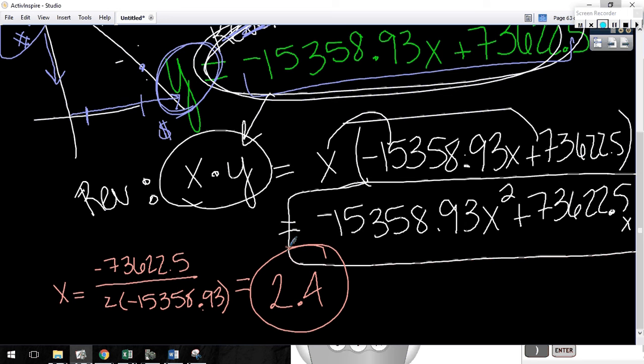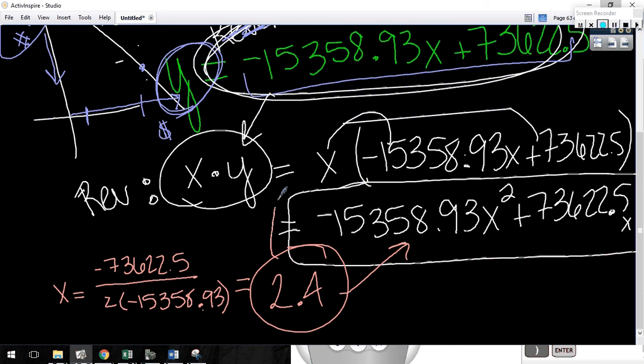If you charge $2.40 for a box, how much money do you make? How many boxes would you sell at $2.40? Plug it in and see. All right, listen, you can do this one of two ways, but you need to understand the problem you're working with. That's the biggest thing here. 2.4 is the price of a box. If I plug it into this equation, that tells me my revenue, how much money I bring in.